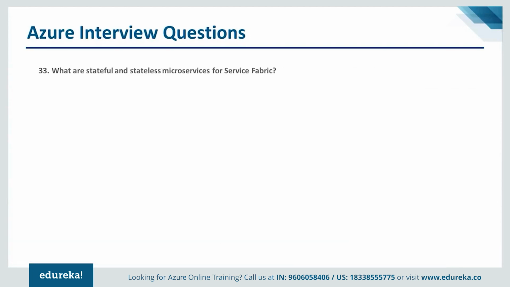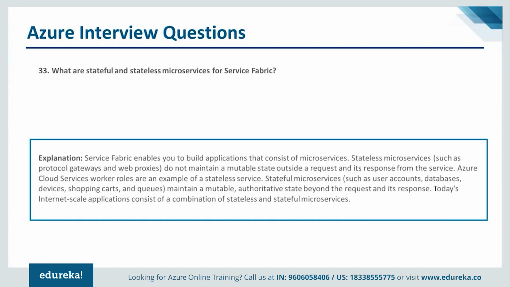Now, the other question talks about what are stateful and stateless microservices for Service Fabric. Service Fabric enables you to build applications that consist of microservices. Stateless microservices such as protocol gateways and web proxies do not maintain mutable state outside a request and its response from the service. My Azure Cloud Service worker role is an example of a stateless service. Stateful microservices such as user accounts, databases, devices, shopping carts, and queues maintain a mutable authoritative state beyond the request and its response. So this is how it works.